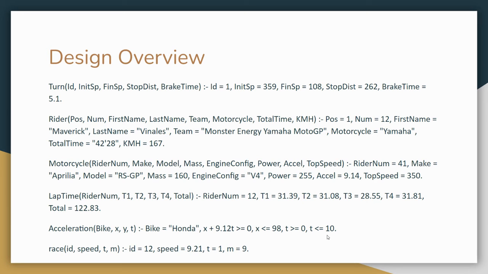And last, we have race, which is, like Davey said, those points on the track. So you have the rider number, what speed they're at in meters per second, the time, and how many meters they've completed in the race. So at 1 second, rider number 12, which is Maverick Vinales, is going 9.21 meters per second and has traveled 9 meters in the race.